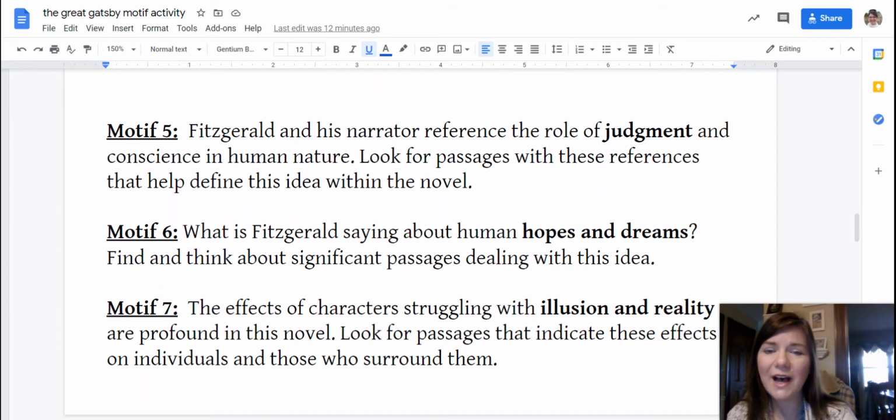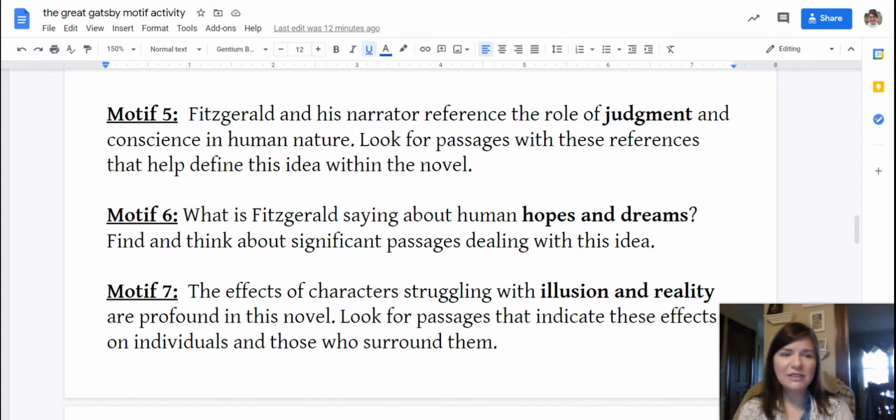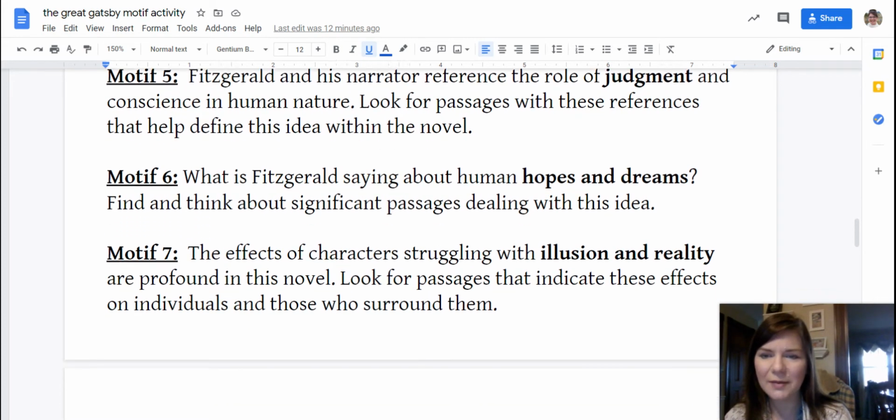All right, motif 5 has to do with judgment and human nature. This connects to motif 4 because our narrator talks all the time about how he doesn't judge people. He starts the book by saying that, basically: don't judge people, they haven't had the same advantages you have. And then he spends the rest of the book judging people. And so this is looking for situations in which people are judging other people. Has happened for a long time.